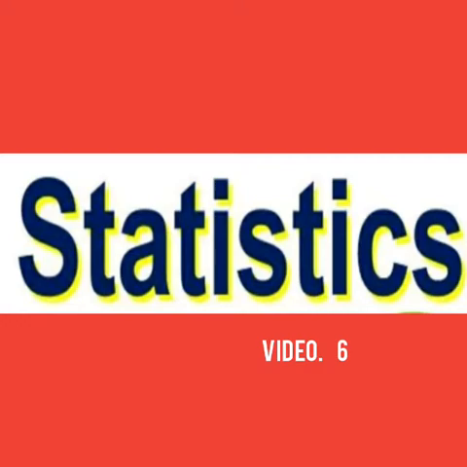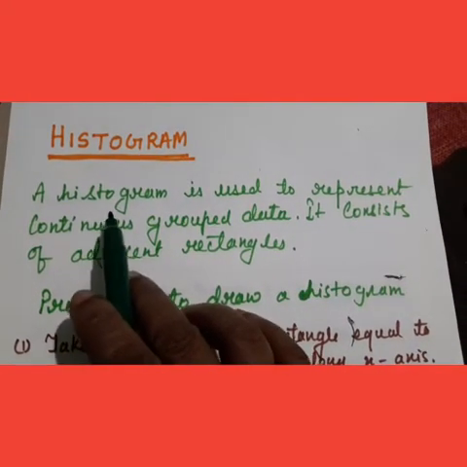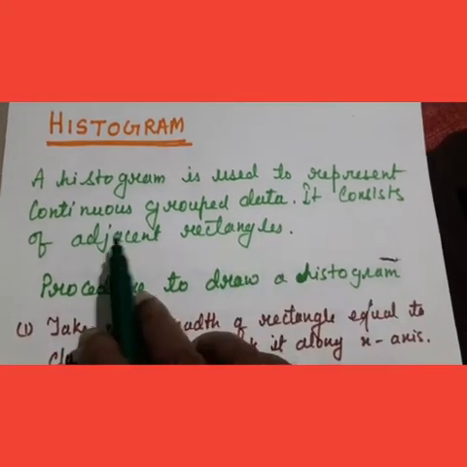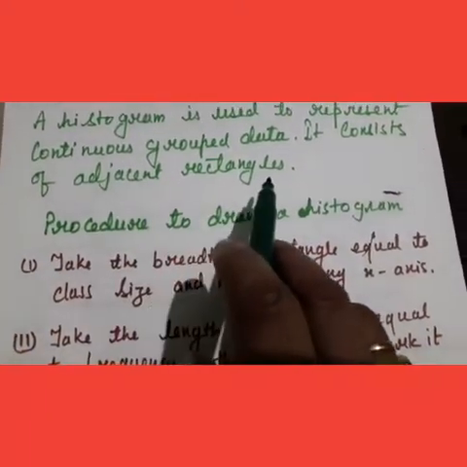Children, in the last video we discussed the graphical representation of data, in which we discussed the bar graph. In this video we will discuss the histogram and frequency polygon. Histogram: a histogram is used to represent continuous grouped data. It consists of adjacent rectangles.